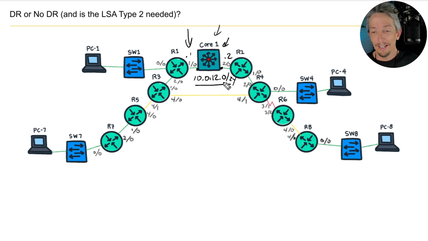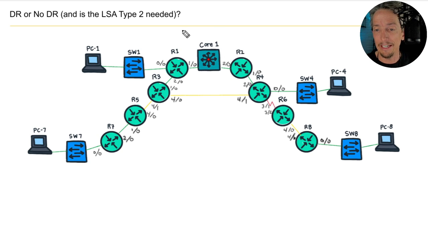Okay, so let me clean that off and let's talk about the DR and BDR status here. In R1 and R2, let me bring up R1 first. If we bring up R1 all by itself, running OSPF, whether it boots with OSPF configured or we configure OSPF first, it'll come up and say, hey, I don't see anybody. I guess I'll be the DR. It has a little election, and it would become the DR if it came up first.